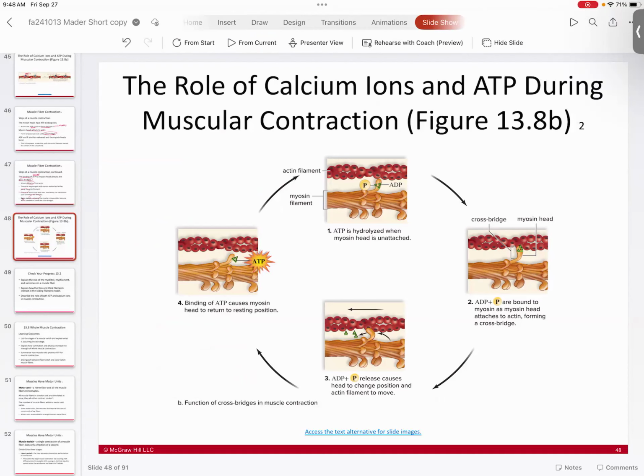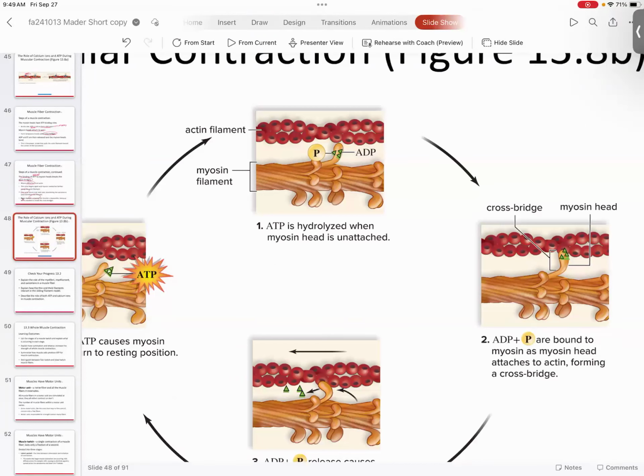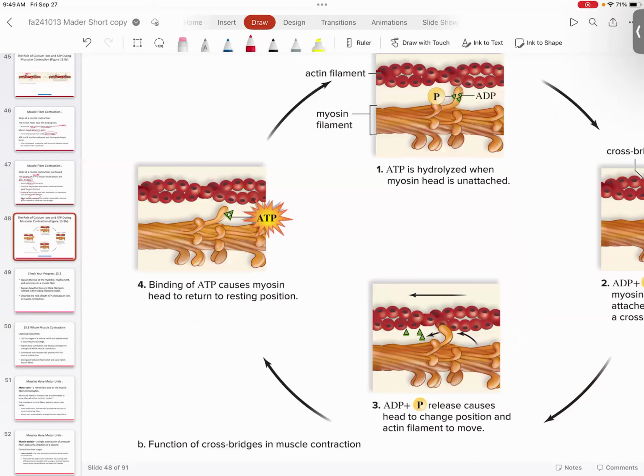So this is kind of what it looks like. In step one, we have ATP, which is hydrolyzed, and the myosin head at this point is unattached. After you hydrolyze that ATP, you're going to be able to attach. Your ADP and your phosphate are bound to the myosin. That basically permits the attachment. And then you're going to lose your ADP and your phosphate. That gives you your power stroke. And so you can see your myosin head pulling on the actin. After that, the new ATP will come in, and that'll create the detachment so you can do it all over again.